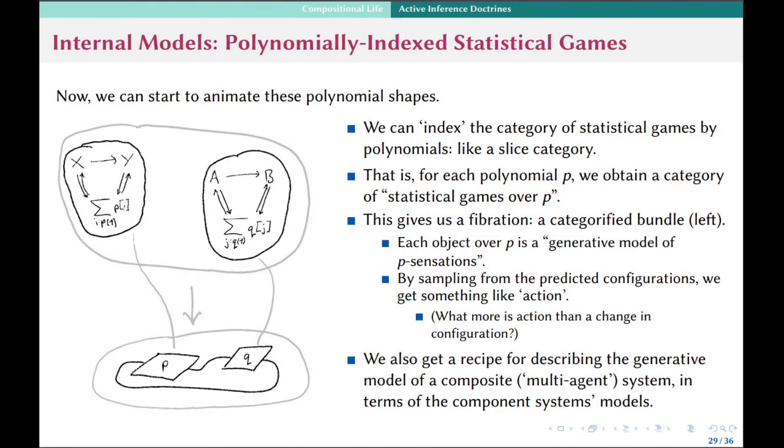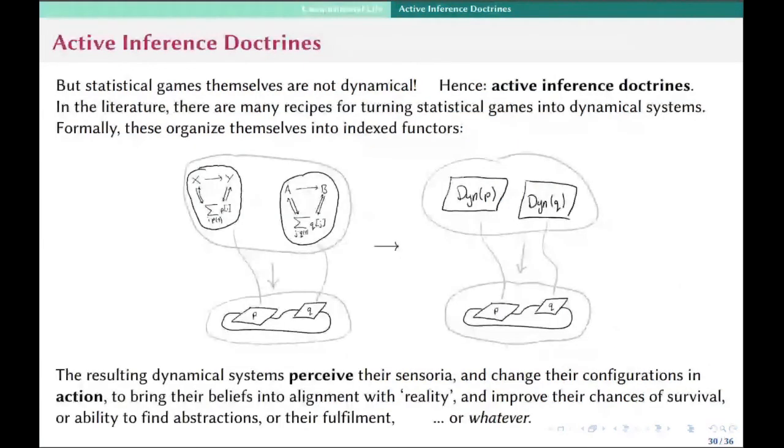Okay, but these things, they still don't do anything. They're just abstract statistical games. We want to sort of breathe life into them. So I have this thing, I stole this word doctrine from David Jaz. I like it, so thank you, David. I have this thing called an active inference doctrine, which is like a recipe for turning polynomially indexed statistical games into dynamical systems. And these give us indexed functors.